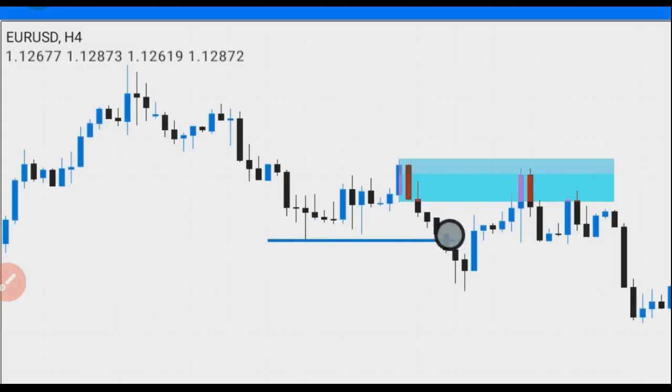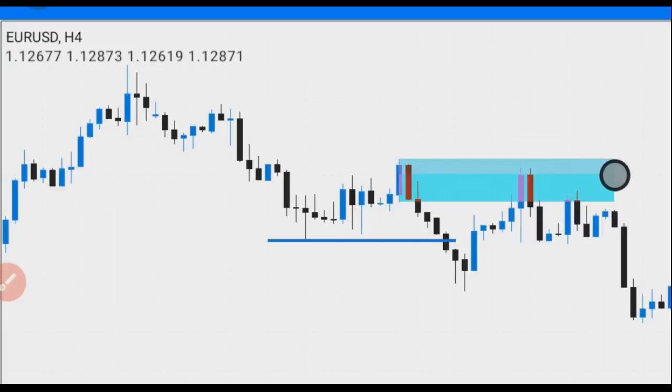I said, wait for a break of structure with a body close, not a wick, and then identify your high. This is your high, guys. And here is your low. Very simple strategy. And then here is the last opposite candle before this break of structure, this blue candle here. Can you see? All right? That's your OB.